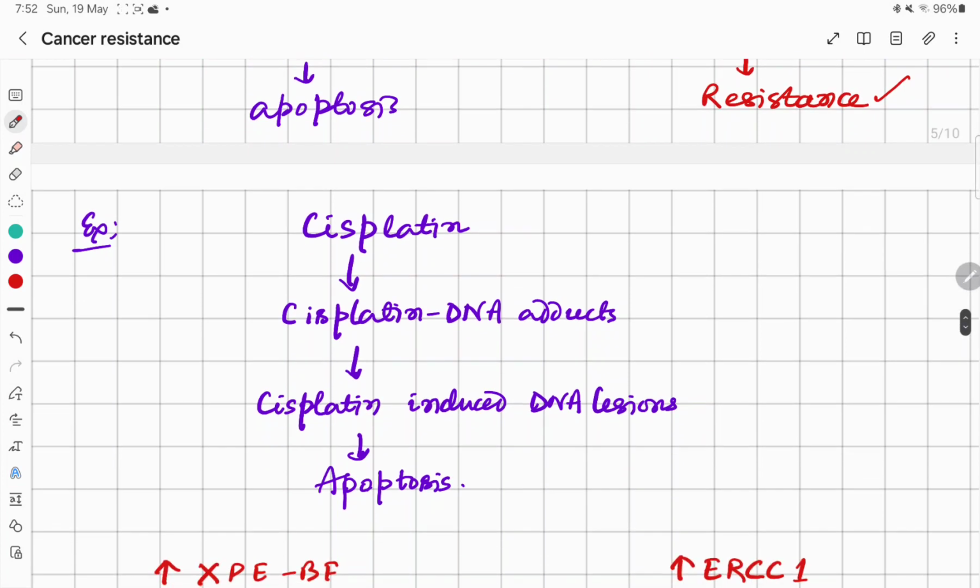So we know cisplatin, a cytotoxic platinum compound, where the platinum forms adducts with DNA, so there will be DNA lesions which induce apoptosis.